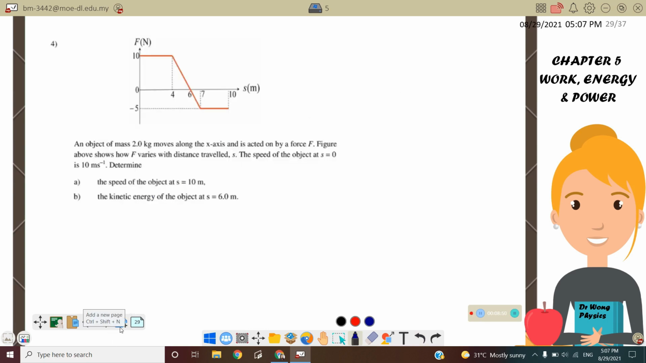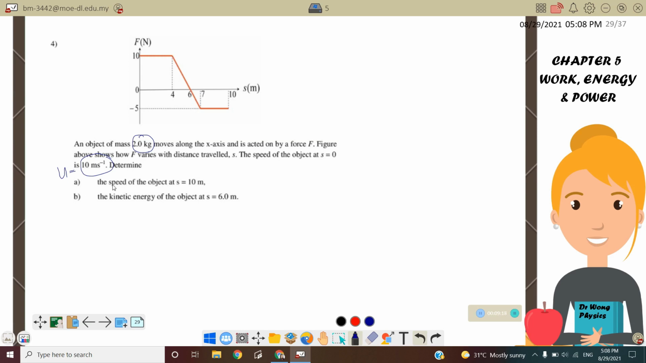Okay, next we'll go to question number 4. Question number 4: an object of 2 kg moves along an x-axis and is acted on by a force F. The figure shows the force versus the displacement. The speed of the object at s equals 0 is 10 meters per second. So actually this is u, the initial velocity.